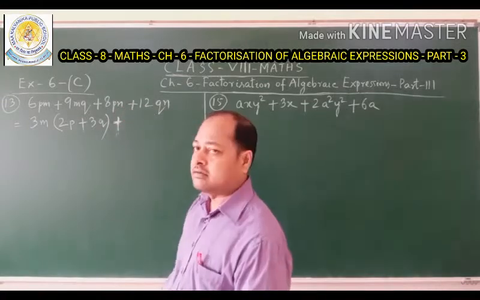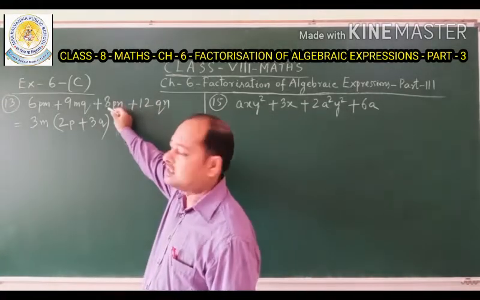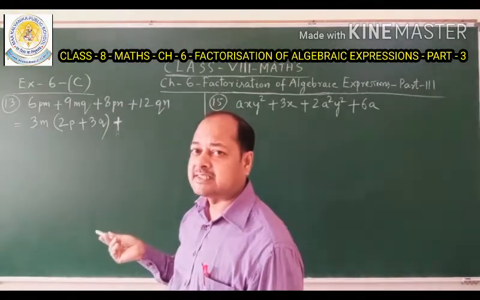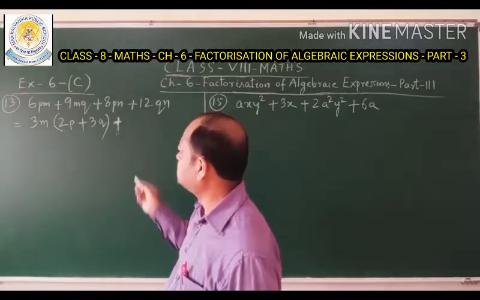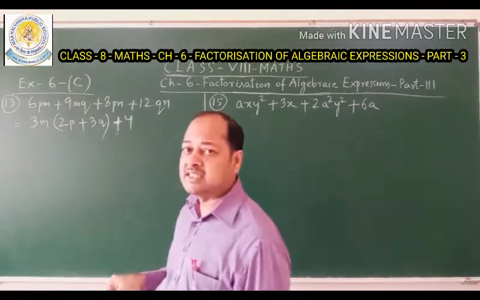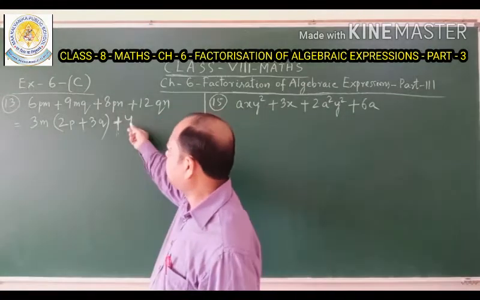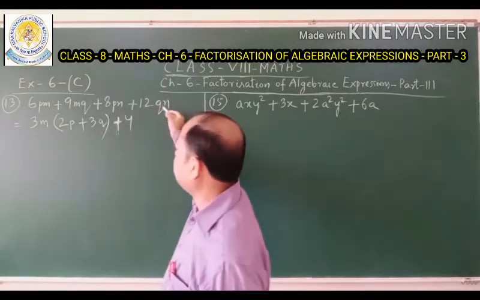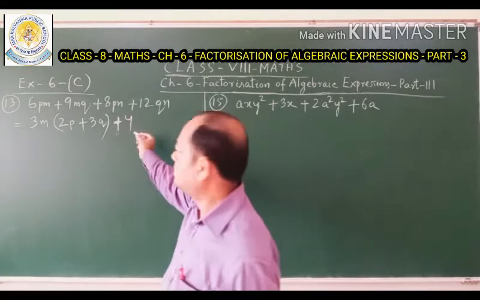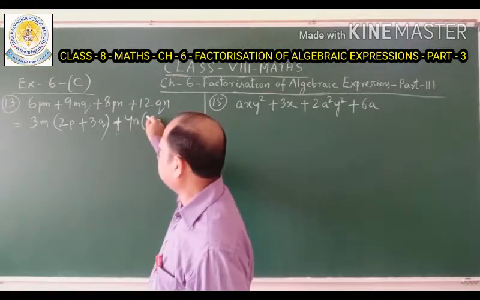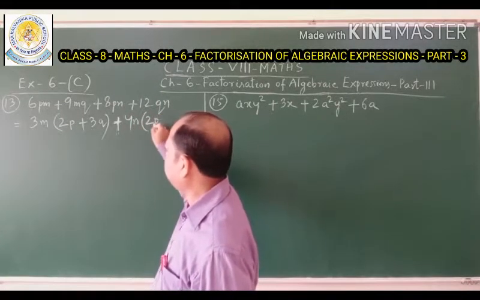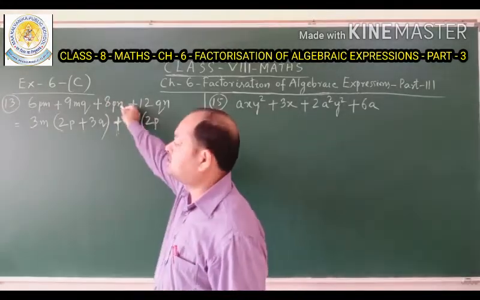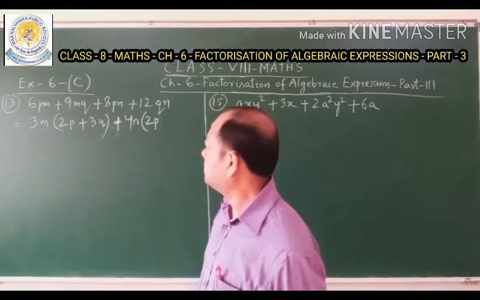Plus, from here, with the plus sign, look at 8pn and 12qn. So first look at the coefficients 8 and 12. What is the HCF of 8 and 12? Definitely that is 4. So if 4 is common, then look at the literals now. From pn and qn, what is common? That is n. Right, here n. So if you multiply 2p here, that means 4 into 2 is 8 and n into p is pn. It is the same as 8pn.